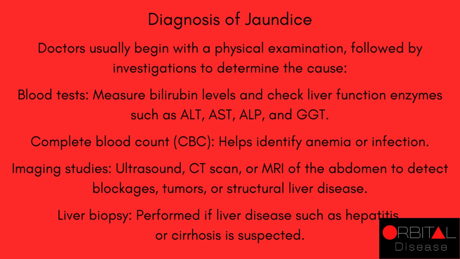Diagnosis of jaundice. Doctors usually begin with a physical examination, followed by investigations to determine the cause. Blood tests measure bilirubin levels and check liver function enzymes such as ALT, AST, ALP, and GGT. Complete blood count, CBC, helps identify anemia or infection. Imaging studies, ultrasound, CT scan, or MRI of the abdomen to detect blockages, tumors, or structural liver disease. Liver biopsy, performed if liver disease such as hepatitis or cirrhosis is suspected.